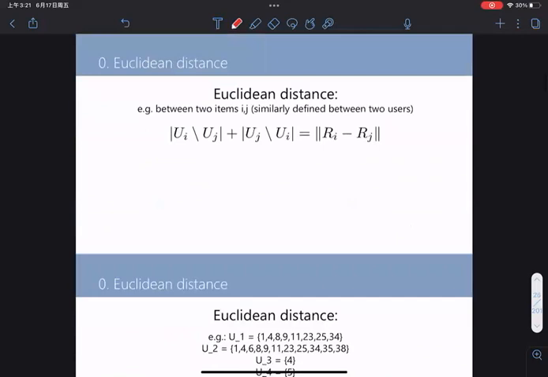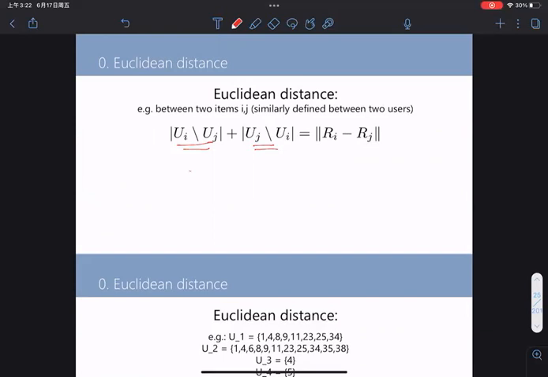So another important concept is the Euclidean distance. This one means the users who bought I but not J, and this one means the users who bought item J but not item I.